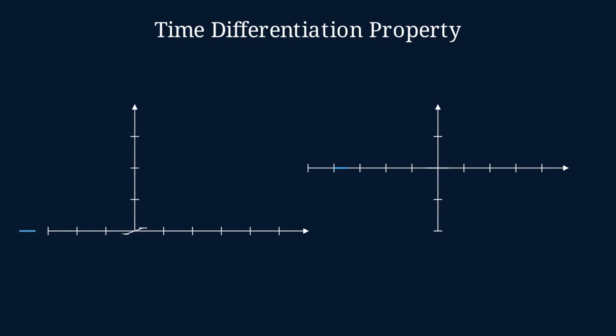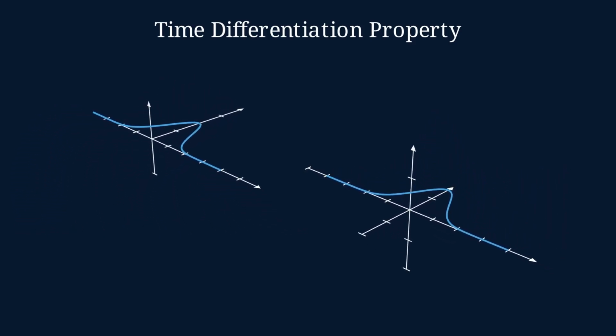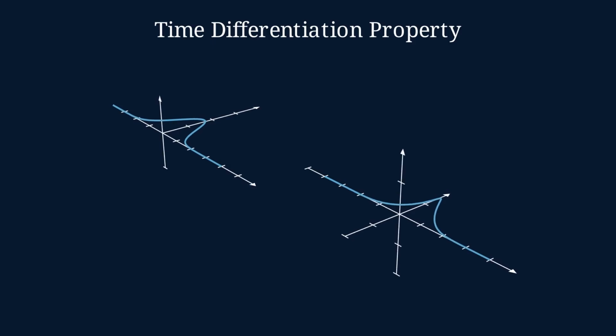We now explore the time differentiation property of the Fourier transform. The original signal is a Gaussian function, which is smooth and symmetric. Similarly, its Fourier transform, depicted on the left, is also a Gaussian signal. Now we take its time derivative.